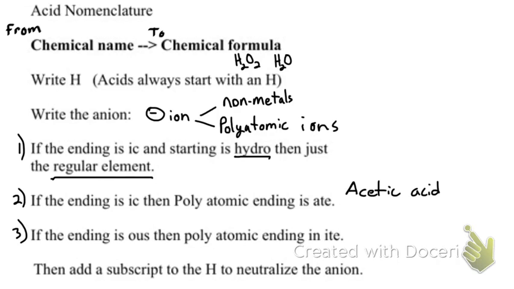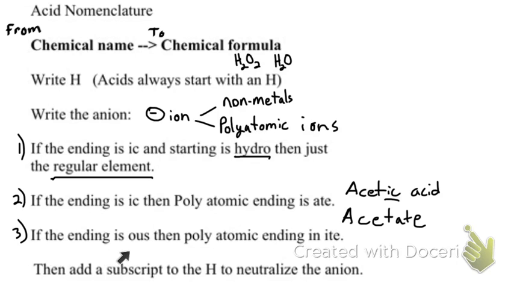So we'll look at acetic acid to start. There's no hydro, so we know it's not just a regular element, it must be a polyatomic, so we move to step 2. The ending is ic. Sure enough, our ending is ic. If the ending is ic, then it's a polyatomic ion that ends in ate. So we are looking for the acetate polyatomic ion that we'll draw. We'll do several examples on the next slide.